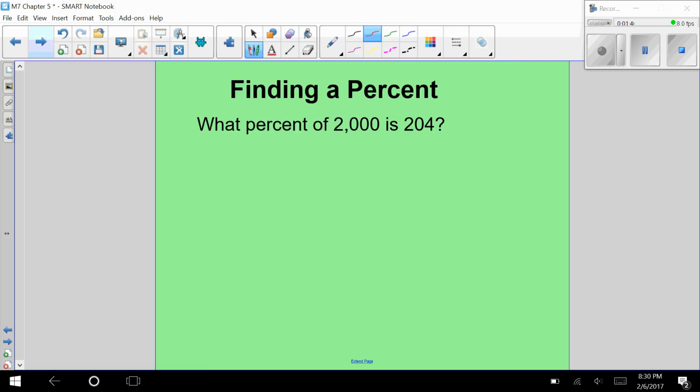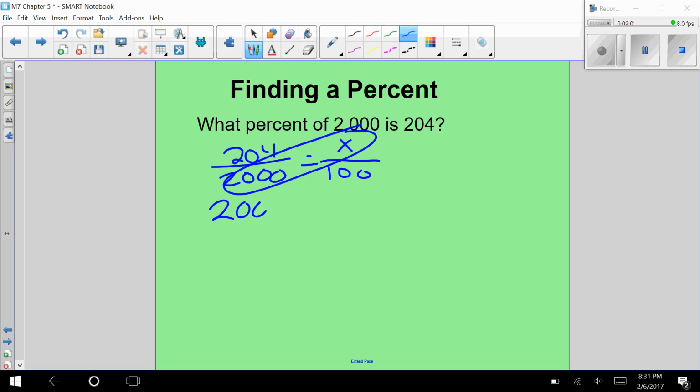So we're going to do some examples. We're going to find what percent of 2000 is 204. We're going to take is, 204 goes on top, of 2000 goes on bottom. What percent? So our x is there, over 100. Now we solve this just like our proportions in last chapter. We do our cross products.